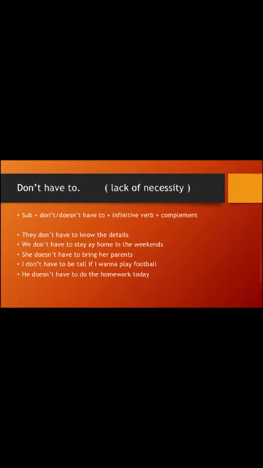It's okay. I don't have to be tall if I want to play football. It's not a condition for me to be tall if I want to play football. It's okay. It's not necessary for you to be tall if you want to be a football player. He doesn't have to do the homework today. It means that he has more than one day, or it's not necessary to do the homework today. So don't have to or doesn't have to means that there's no obligation and it's not necessary to do this thing.